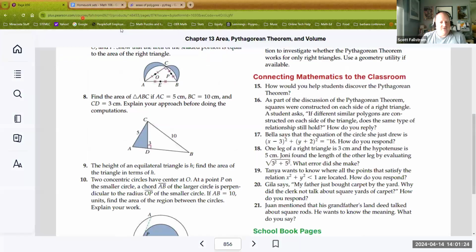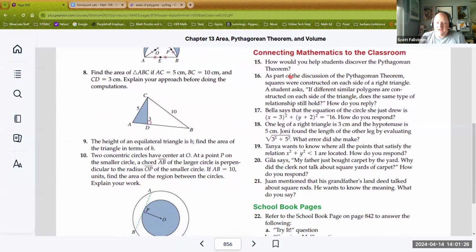And lastly, 16 through 18, so questions from the classroom. Part of the discussion, students were asked about each side. A student said, if a similar polygon was constructed, will the same relationship hold? Again, if you've been watching the videos, you should be able to answer this one. If not, I recommend the videos, but test it out if you need to on GeoGebra.